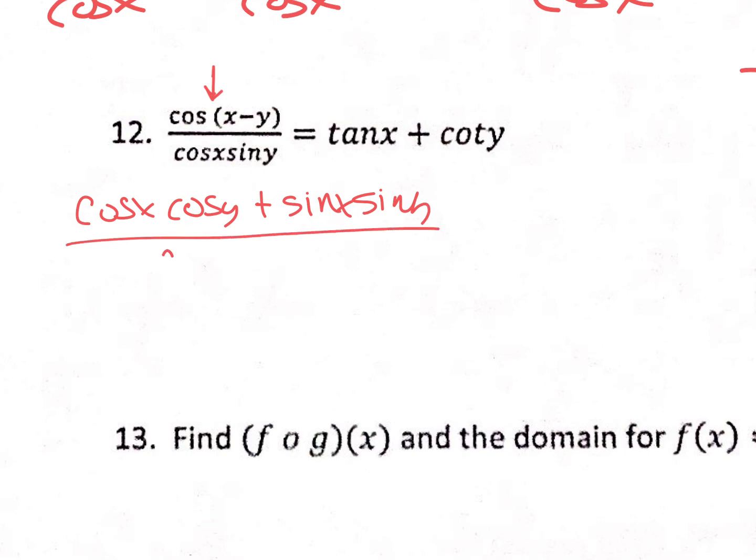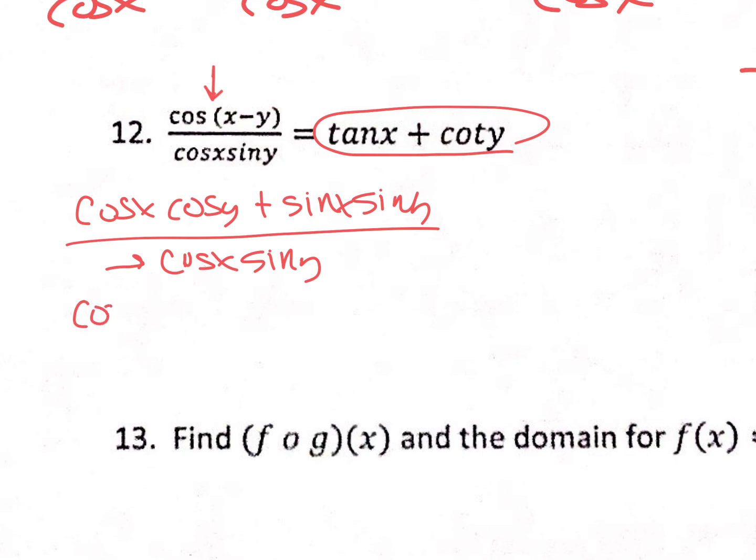And all that is over cosine x, sine y, which, when first looking at it, doesn't look that close to tangent. Here's what we're trying to get to. Always remember, what am I trying to get? I'm trying to get tangent and cotangent. So let's do this. Here's a little trick. Anytime you have one term in your denominator, you can take that fraction and break it up into two pieces. So I'm going to do cosine x, cosine y, that first term, and put it over the cosine x, sine y.